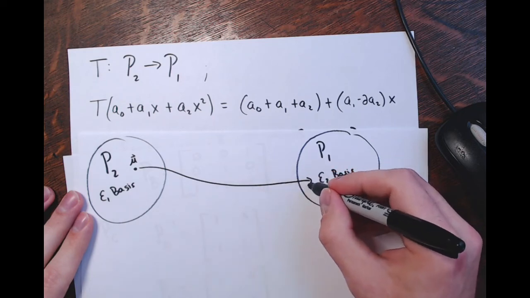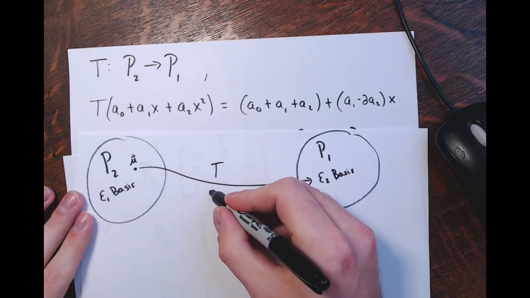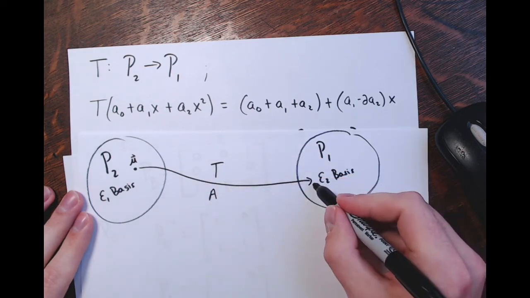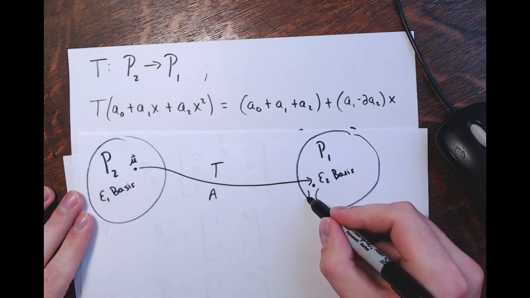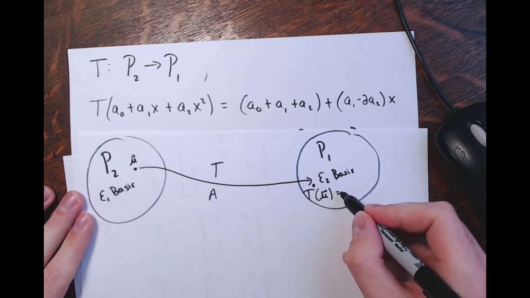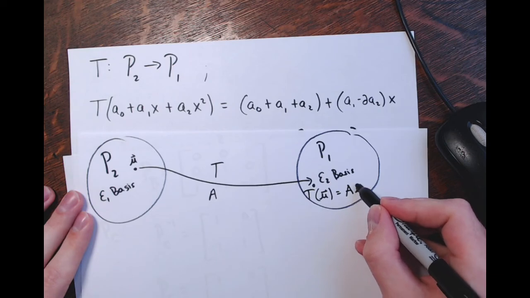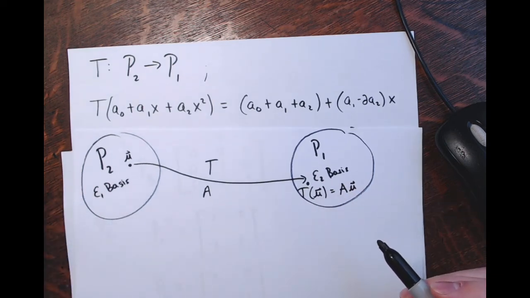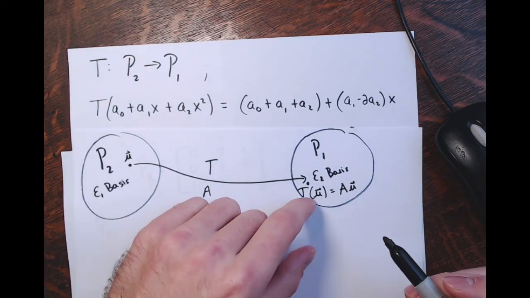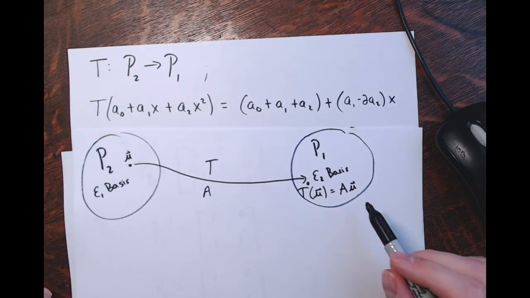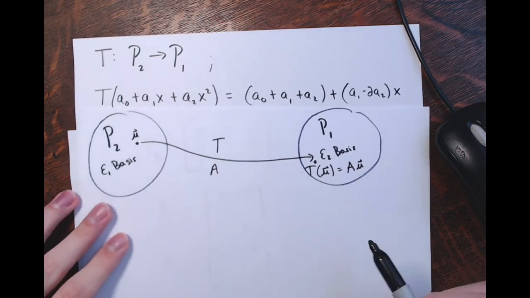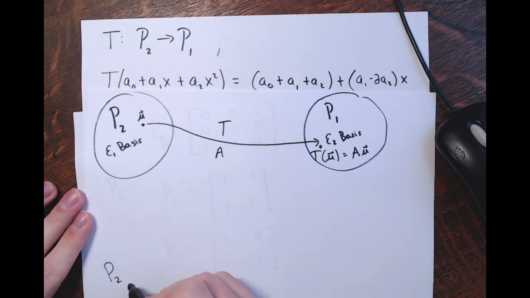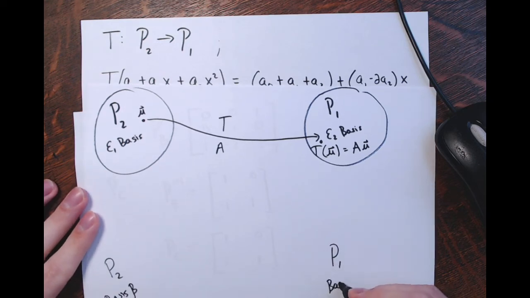And plugging that into T is really multiplying by A, the standard matrix. I would get T of U, which is the same thing as A times U. Again, this is all in coordinates though. My output will be the coordinates relative to the standard basis. And then down the bottom you have P2 as the domain, but relative to basis B. And then over here P1, the codomain, relative to basis C.